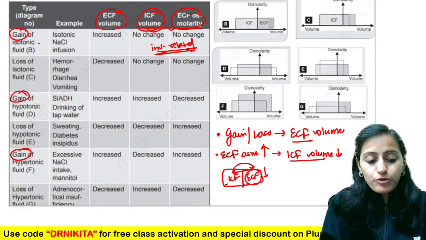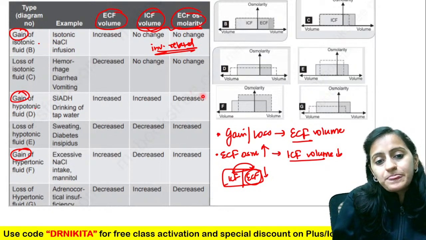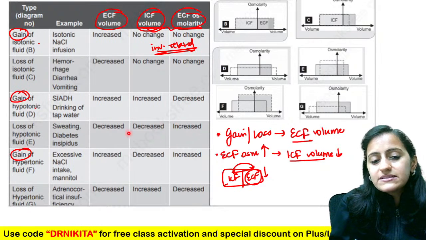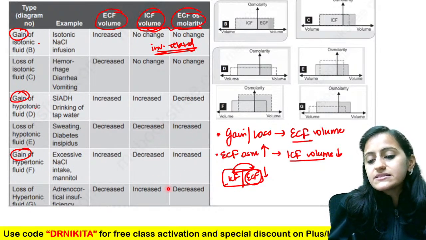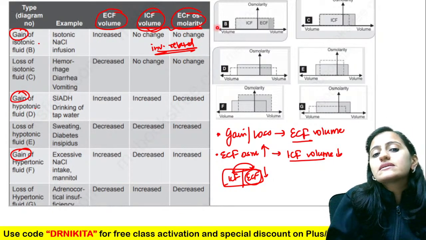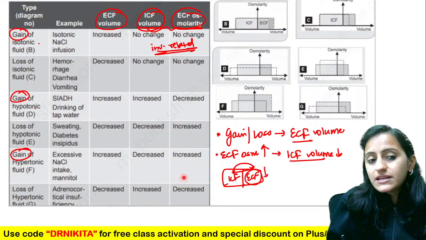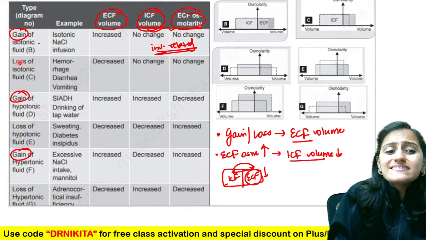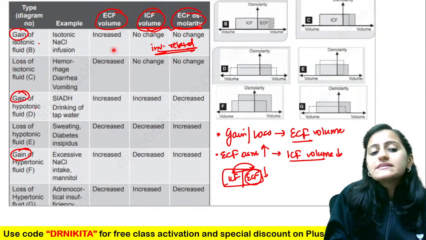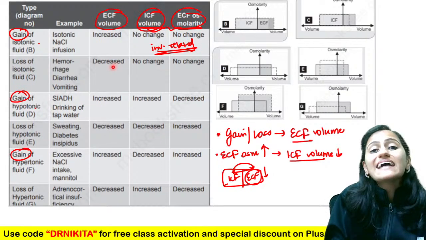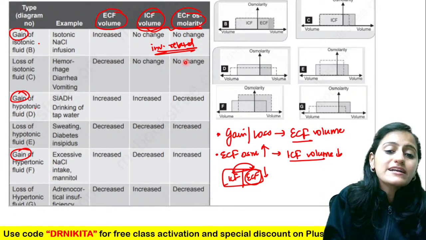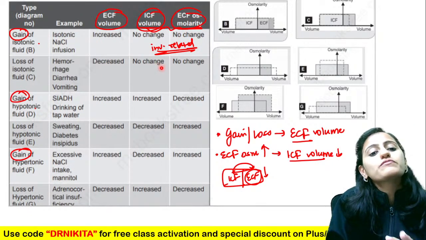Very, very important point. If you see in this diagram, ECF osmolarity decreased, ICF volume increased. Increased, decreased. Decreased, increased. So basically, these two are inversely related. So when I say it is loss of isotonic fluid, loss means the ECF volume will decrease. It is isotonic fluid which is going, iso-osmolar, so the osmolarity will not change. So the ICF volume will not change.